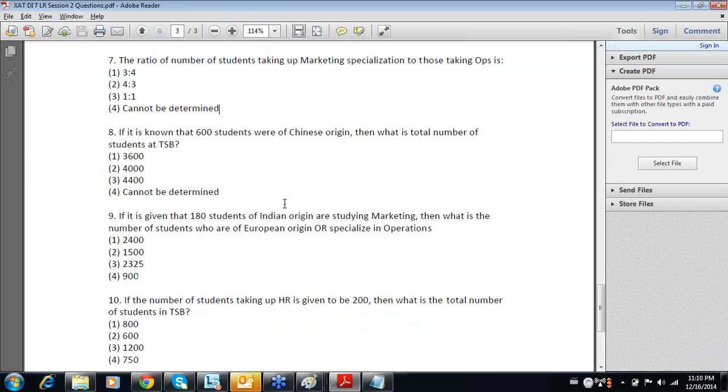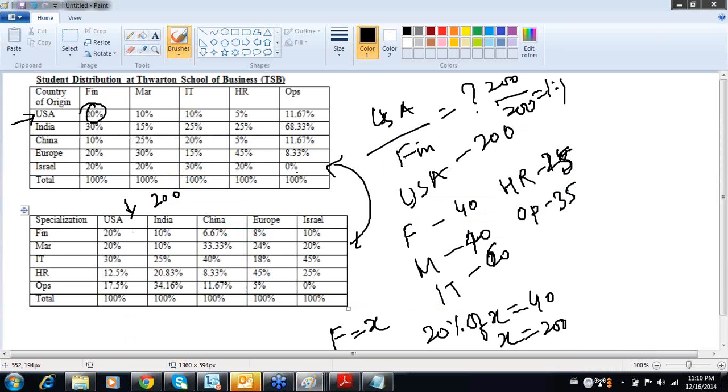Now it is saying, if it is known that 600 students are of Chinese origin, then what is the number of students in TSB? So it is saying there are 600 people here. Okay, so what it is asking is the total number of people in the whole of MBA college. So just calculate for each and every one.